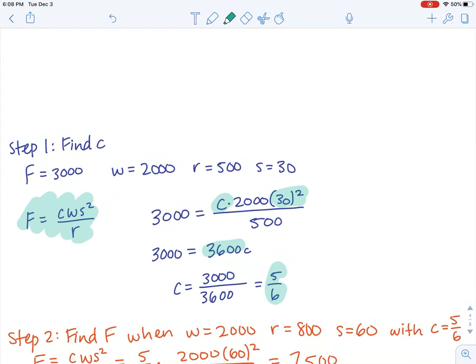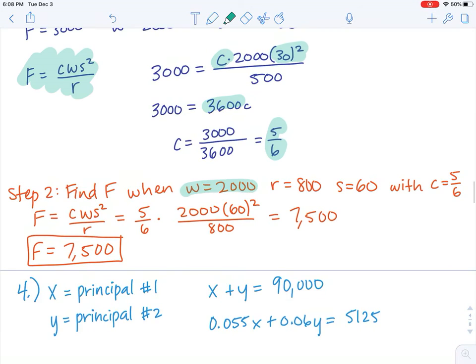So the next sentence in the problem wants us to find the force when we're looking at the same car, so the same 2,000-pound car. This time the radius is 800, and the speed is 60 miles per hour, and now we know C is 5/6. Plugging all of that into our formula here, I've separated C out by itself as a product just so we can see what's happening a little bit better. So the first thing we do is we square 60. Then we multiply that result times 2,000, divide that by 800, multiply that by 5 divided by 6, and we get a force of 7,500.